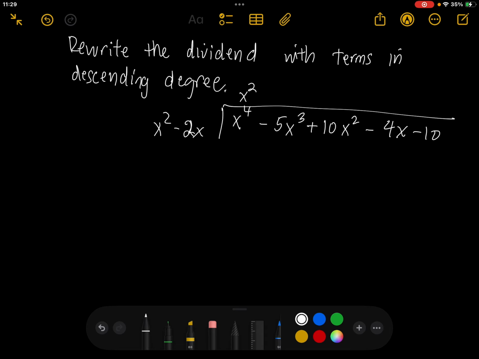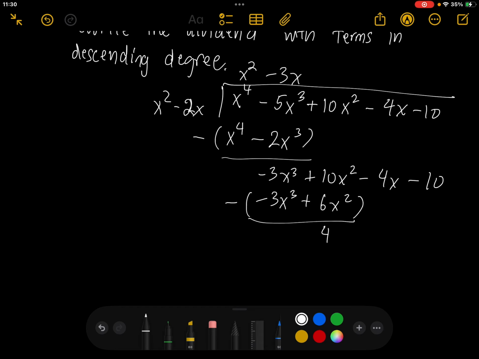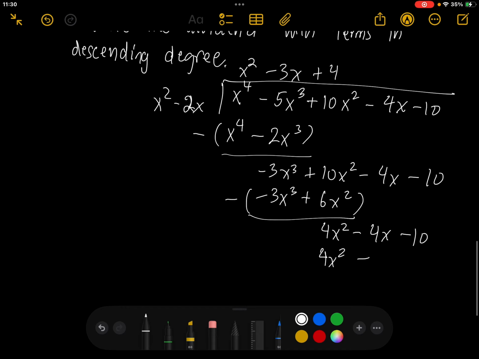So you have an x squared here, because x squared times x squared is x to the 4th, and then you multiply x to the 4th minus 2x cubed. Then you subtract, then you get negative 5 plus 2 makes negative 3x cubed, and then you bring down the rest of the terms, because that's what you have left. Now, we do the same thing. So you get negative 3x, and then negative 3x cubed plus 6x squared. You subtract 4x squared minus 4x minus 10, and then plus 4. So then you get 4x squared minus 8x.